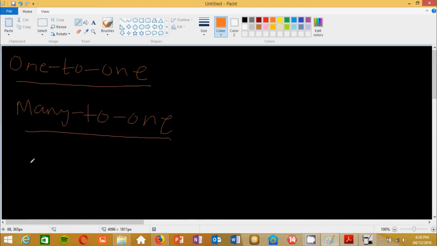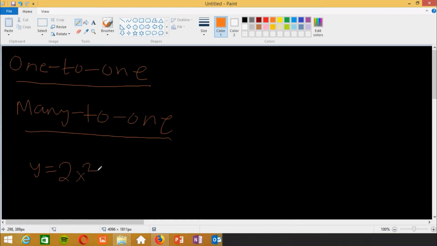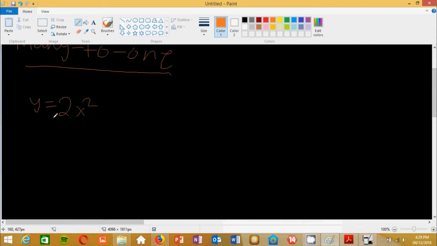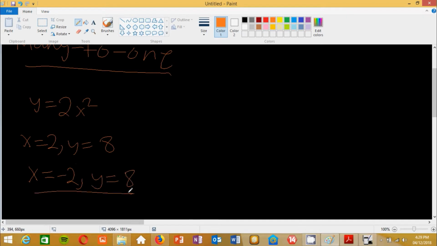Basically, let's say you have a function y is equal to 2x squared. Now what is this function doing? This function is giving you a y value based on an x value. Now, when x is 2, what is y? When x is 2, y is going to be 8, because 2 squared is 4, 4 times 2 is 8. But interestingly enough, when x is negative 2, y is also equal to 8.